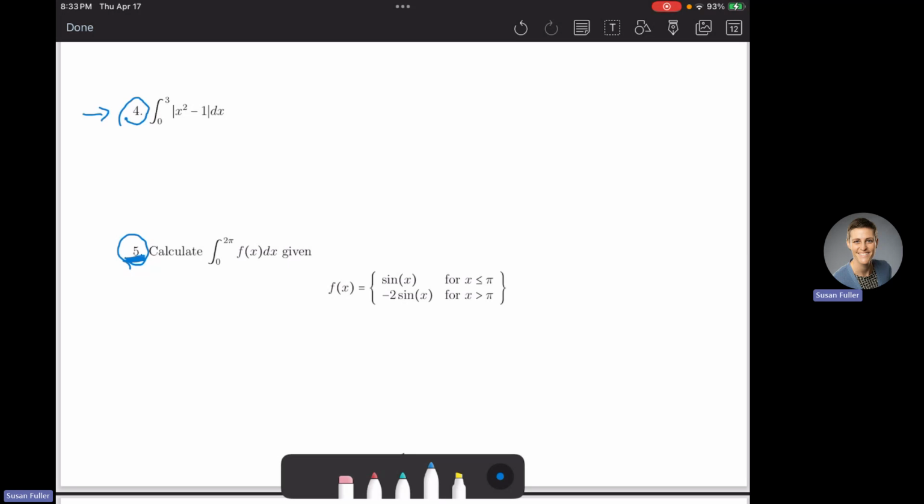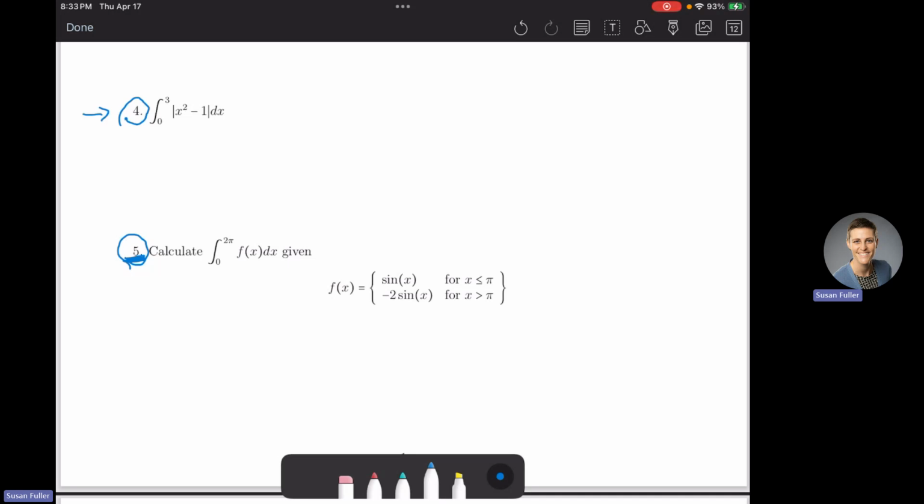All right, so number 5, we are integrating from 0 to 2 pi f of x dx. And the function that we're integrating, f of x, is a piecewise function. It looks like sine of x, but only for values of x that are less than or equal to pi. And it also looks like -2 times the sine of x for values of x that are greater than pi.